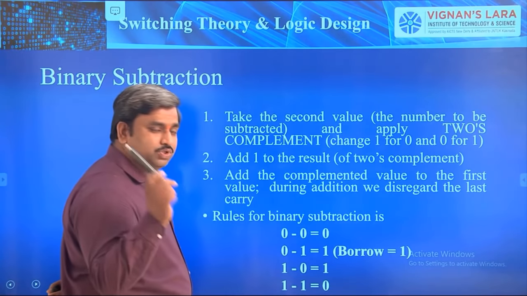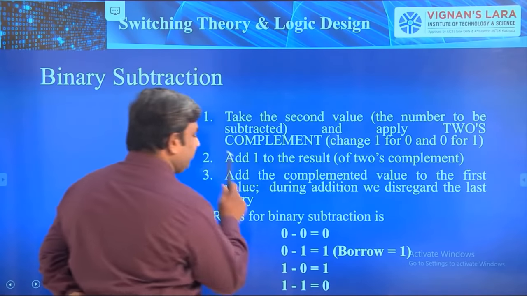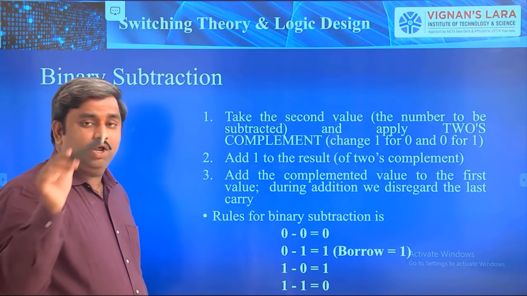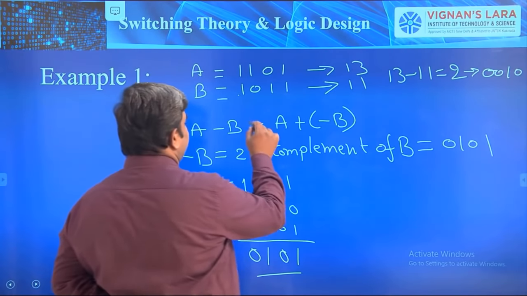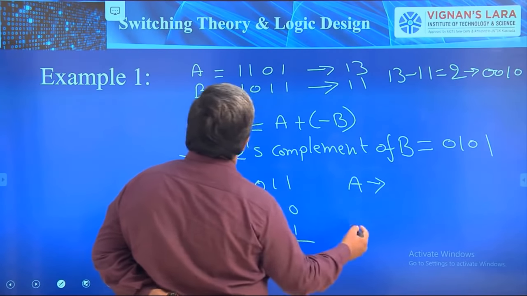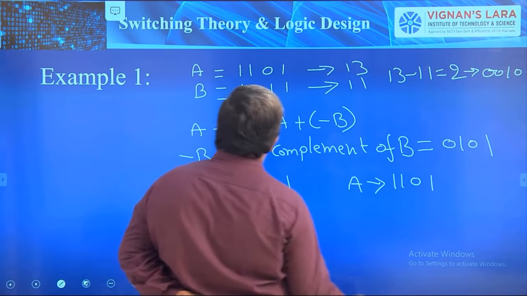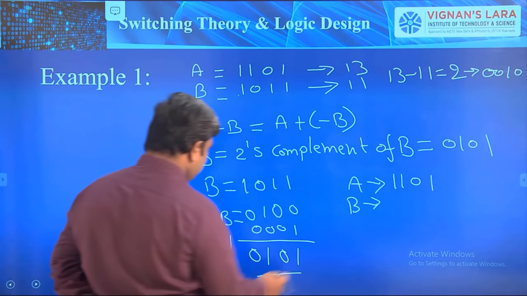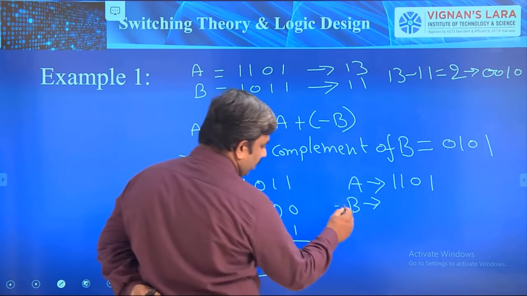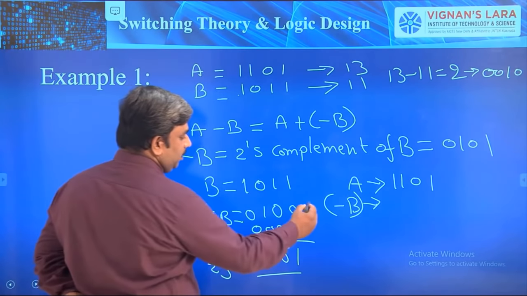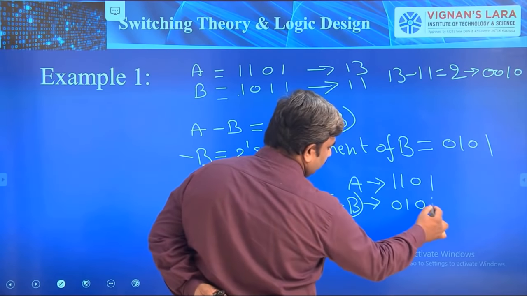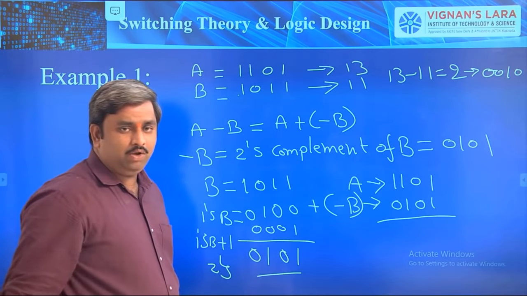Now, according to the previous step, we add the 2's complemented value to the first value, to A. We have to do A plus of minus B. We got minus B. Now you have to perform A plus of minus B. So here the A value is equal to 1101, and the other value is minus B, which you have to write down. You have to add these two values. Minus B is equal to 0101. Now add these two values.